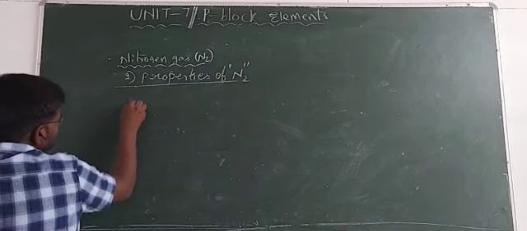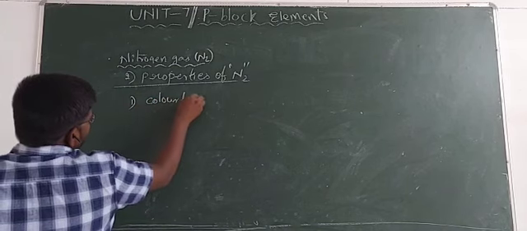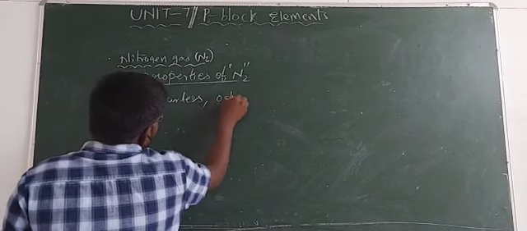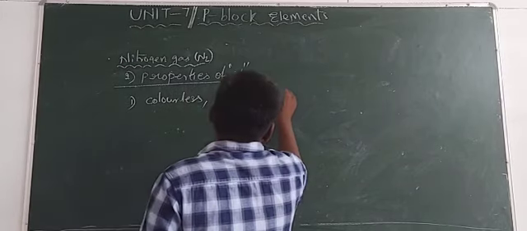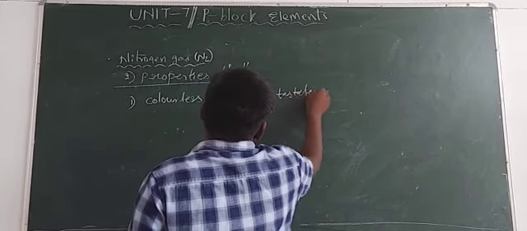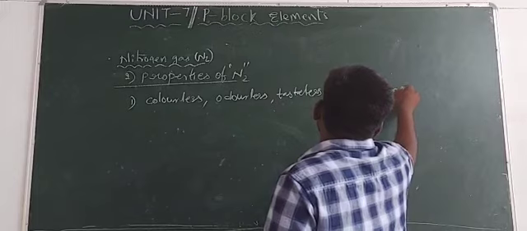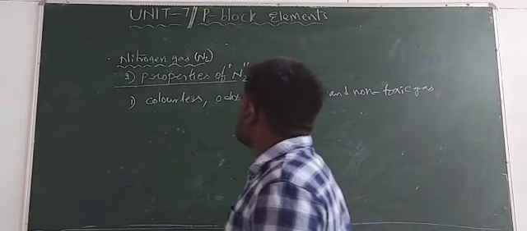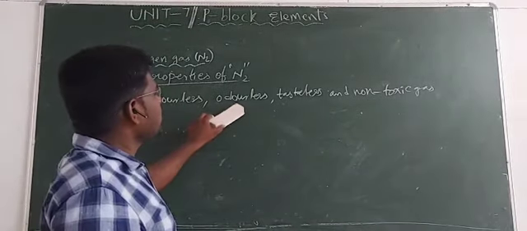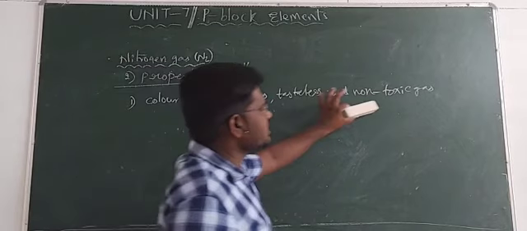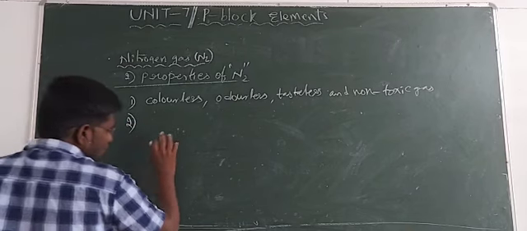So write that. First property: nitrogen is a colorless, odorless, tasteless, and non-toxic gas. You know that odor means smell, so odorless means it won't give any kind of smell. So this is the first property.